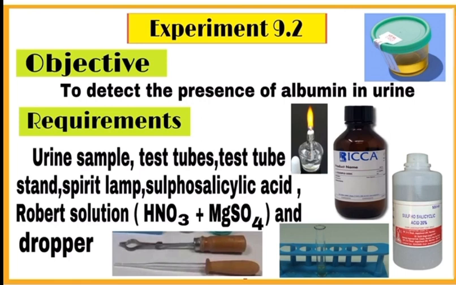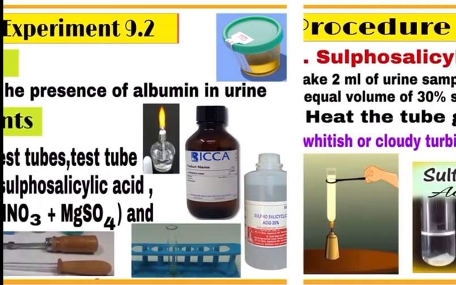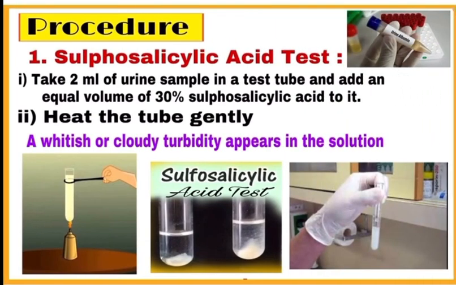Write requirements. We require urine sample, test tube stand, spirit lamp, sulfosalicylic acid, Roberts solution and dropper. Write the procedure. First test to detect the presence of albumin in urine sample is sulfosalicylic acid test. Here, first take 2 ml of urine sample in a test tube and add an equal volume of 30% sulfosalicylic acid in it.